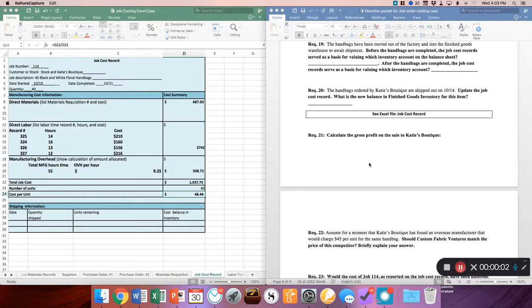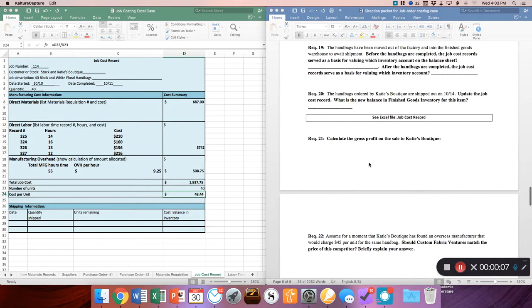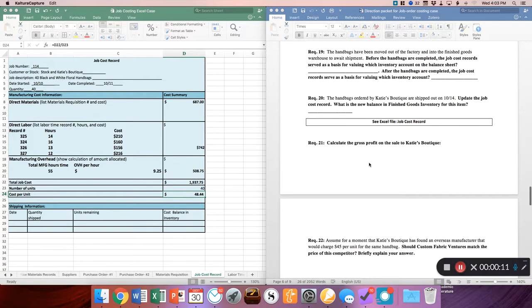Okay, this is the end, folks. We are to the end of this case study. We only have a couple of more requirements that I'm going to show you how to deal with, and then you guys can write it up per the instructions below.